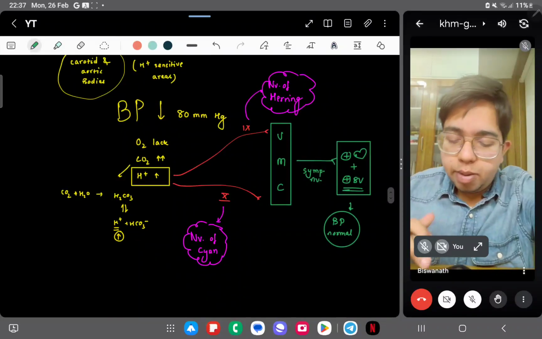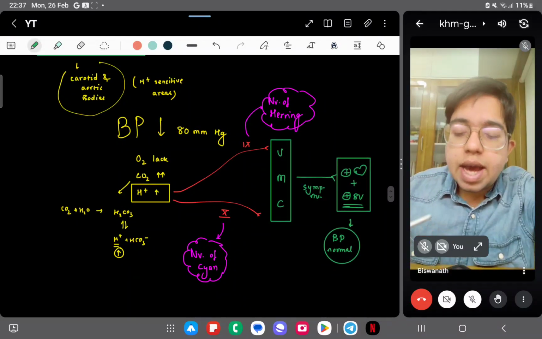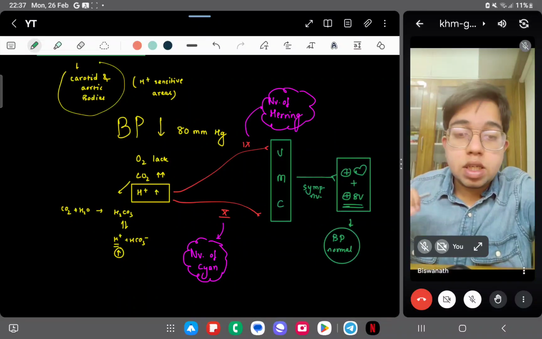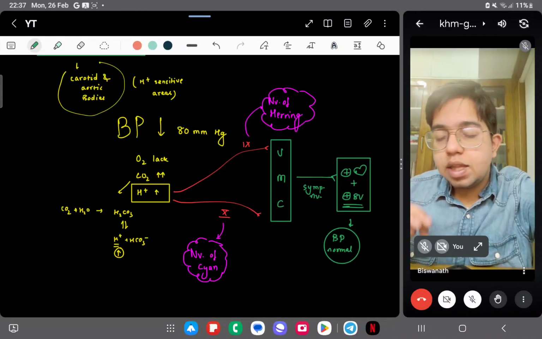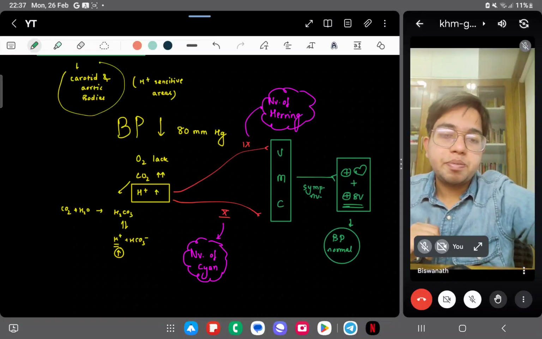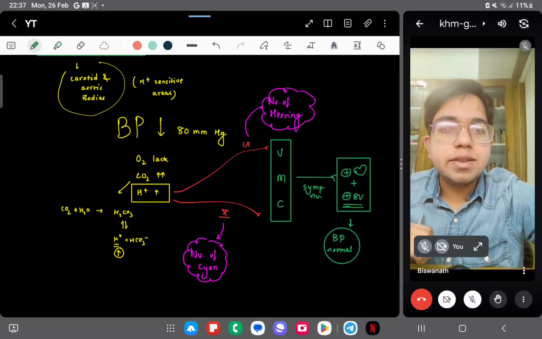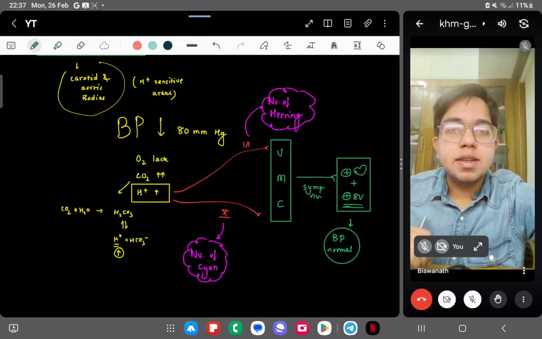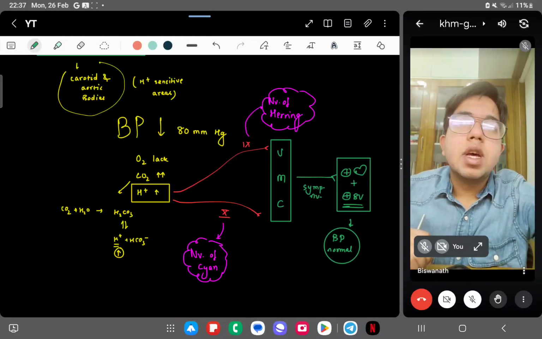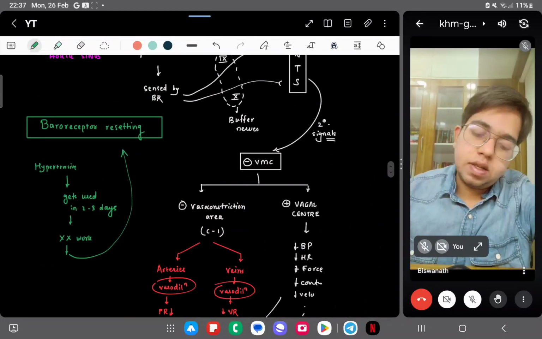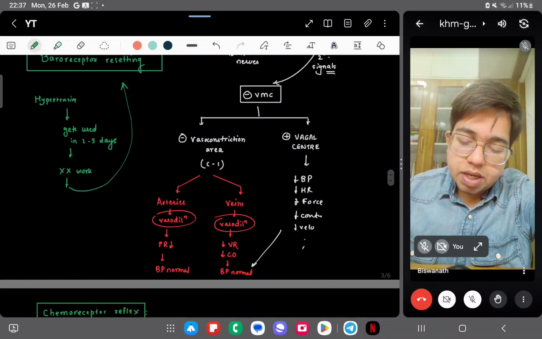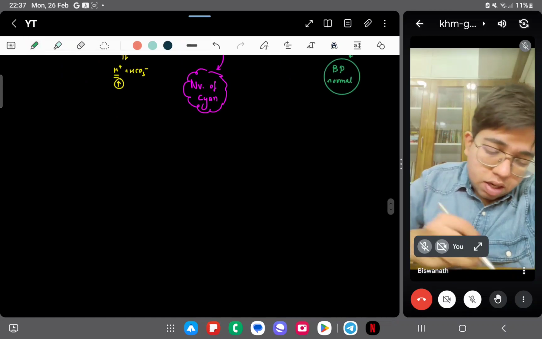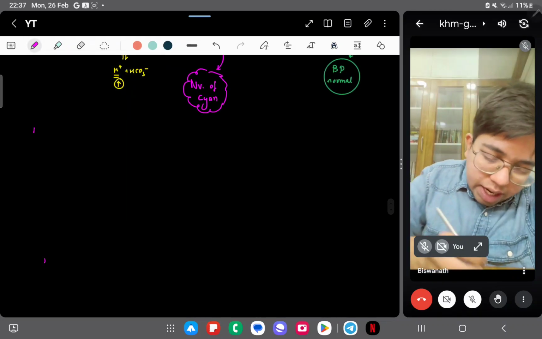So fall in BP, H plus excess, carried by nerve of Hering, nerve of Cyon, stimulate the VMC. Sympathetic nerves stimulate your heart and blood vessels, so bring the BP to normal. Understood? Easy? Yes, it's easy. Very easy. Then let's go to another reflex. So baroreceptor is done. Chemoreceptor is done. Let's come to your atrial reflex.